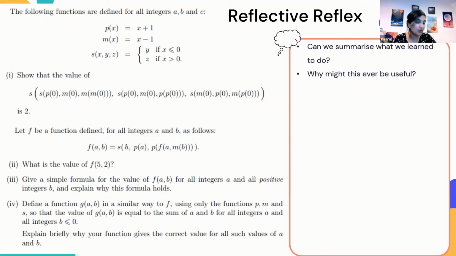So talk to us about your reflection, your reflective process during this question. The first thing to always ask is, what did we actually do? What did we accomplish? You could also ask it as, what was the question about?